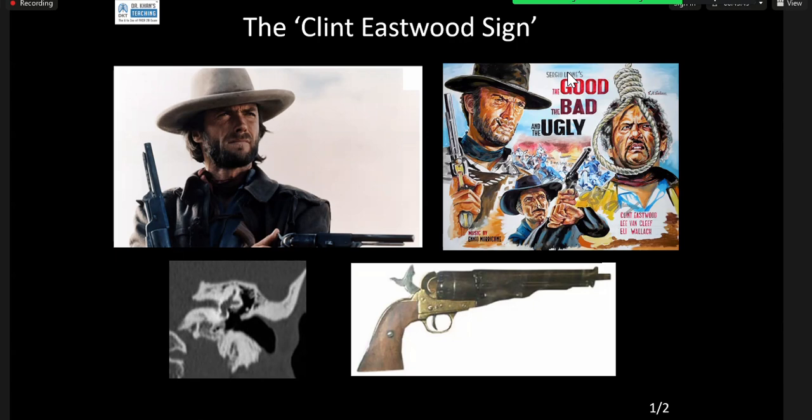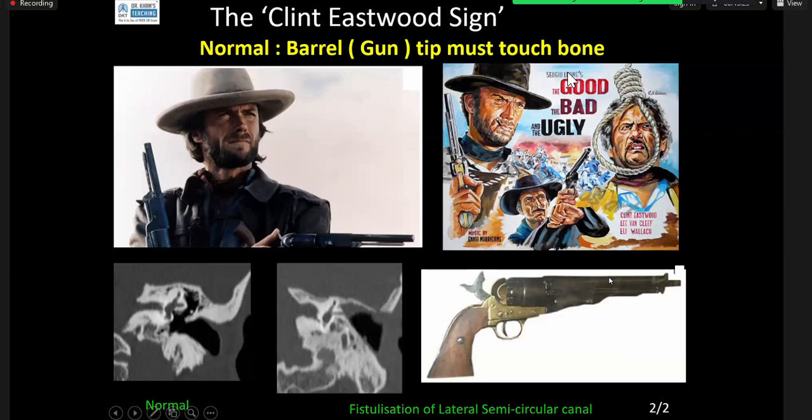This is what I call the Clint Eastwood sign, from the old classical movie The Good, the Bad and the Ugly. This is Clint Eastwood's gun. This is the barrel and it is touching this white. This is the superior semicircular canal. This is the vestibule. So this barrel should not touch the black. You can see it here. So this is the Clint Eastwood sign, this is the barrel.